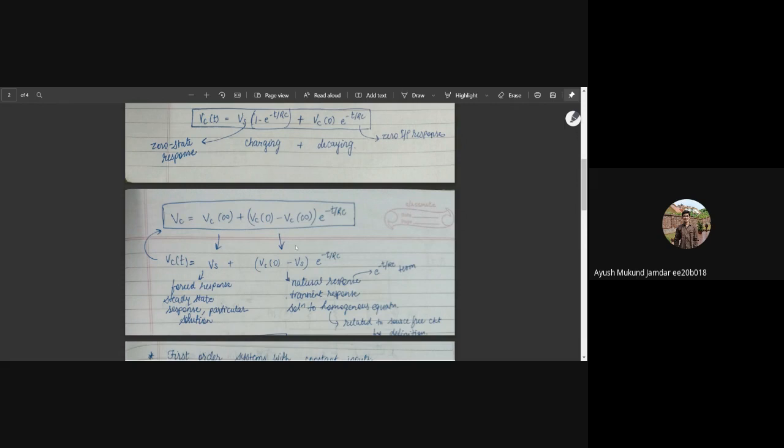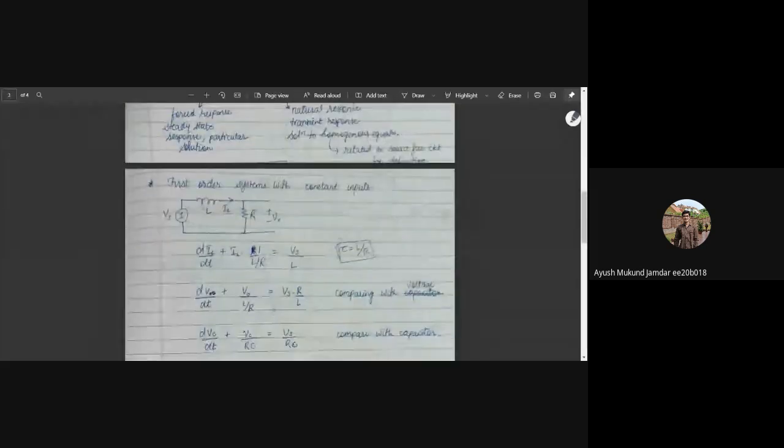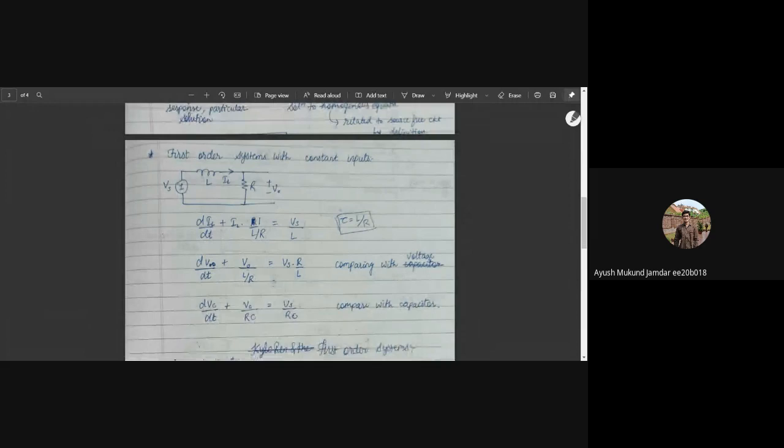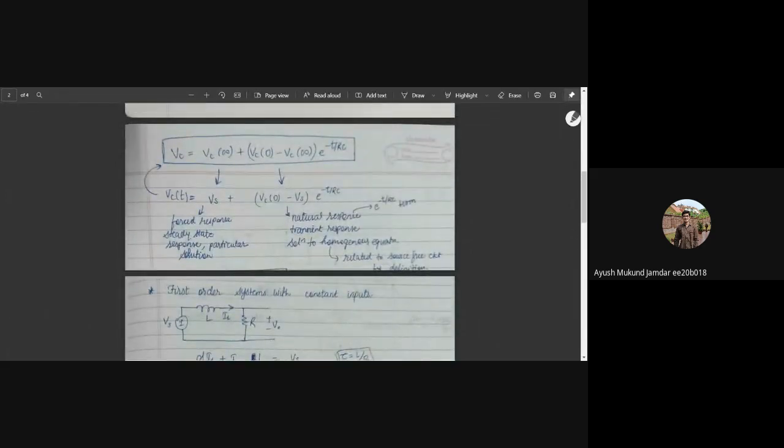And this can also be observed that Vc in general can be represented as Vc of infinity plus (Vc of 0 minus Vc of infinity) times exponential minus t by RC. So that is when t equals 0, it will give Vc of 0, and when t equals infinity, it gives Vc of infinity. Although this was for the capacitor, this can also be extended for the inductor. Just the equations and some constants will be different. I should also say that RC is what we call the time constant of the RC circuit.